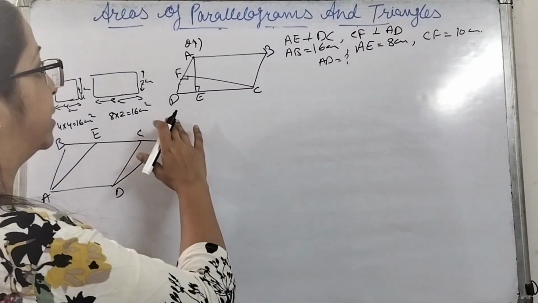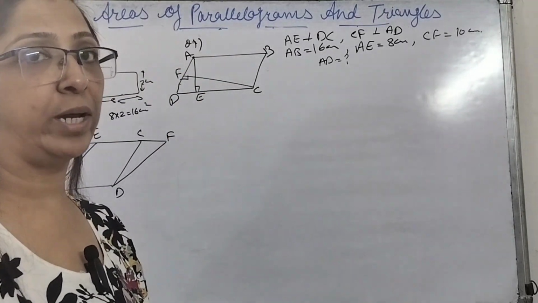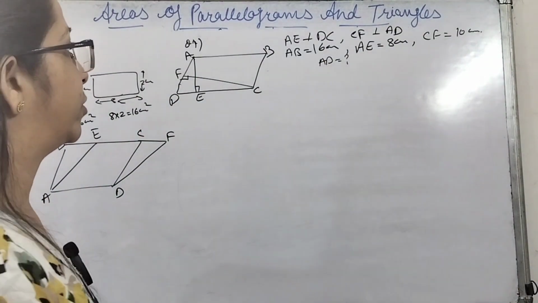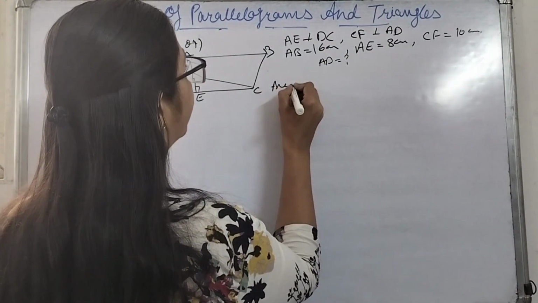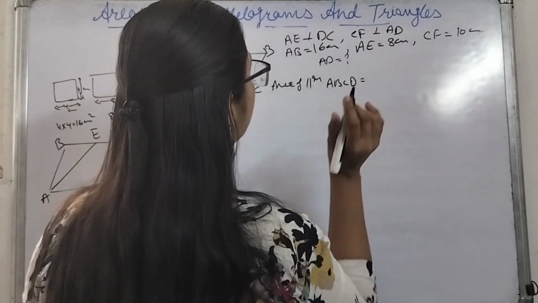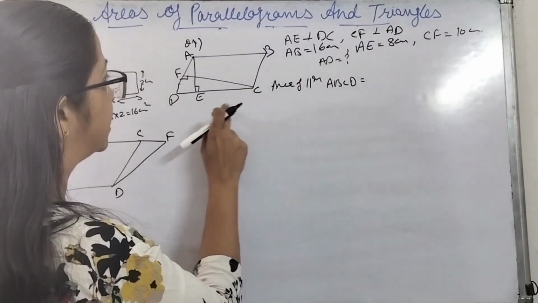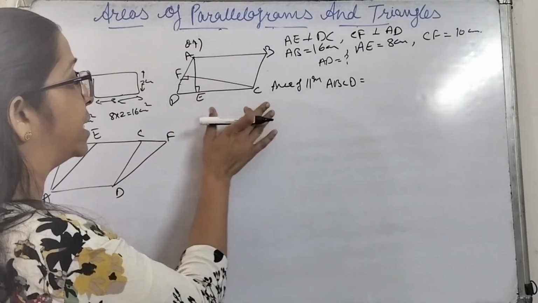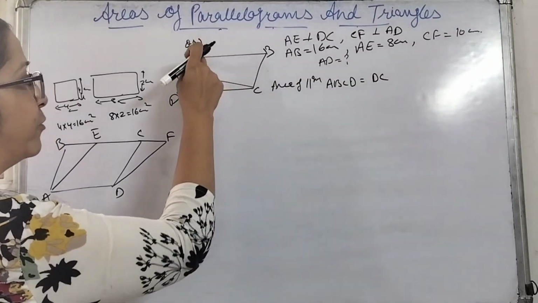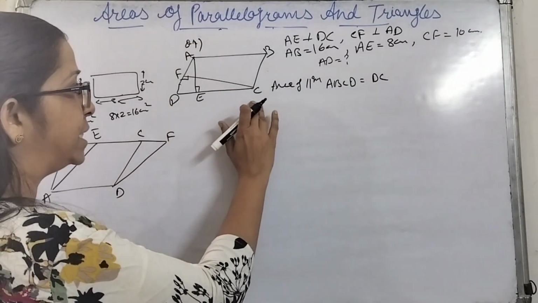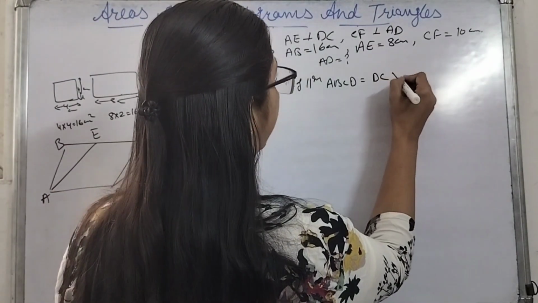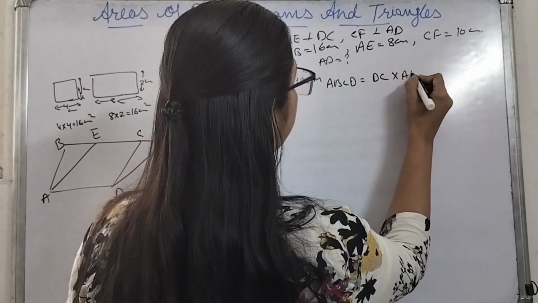Now just now we have seen that the area of the parallelogram is base into height, or we can say one of the sides we will be considering and the corresponding altitude. So area of parallelogram ABCD is equivalent to, if I consider DC as the base, DC as one of the sides, then the corresponding height will be AE. For the DC side, AE will be the corresponding height. So it will be side multiplied by corresponding height, that is AE.